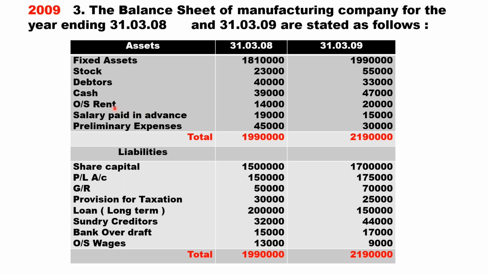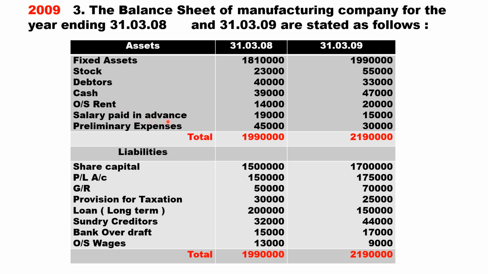Outstanding rent, it's an asset, meaning rent not received. It cannot be treated as an expense. Here rent is receivable, given on the asset side, therefore it is treated as an income. It is an asset, so compared to last year, current year, there is an increase of 6,000. So 6,000 increase in current asset, you should minus in OA.